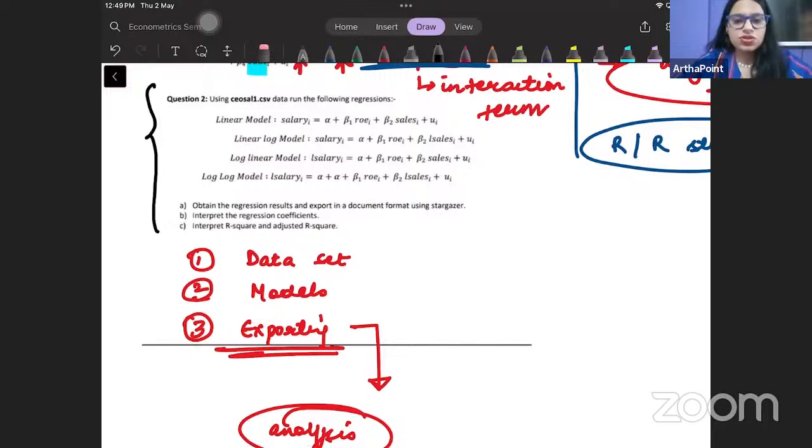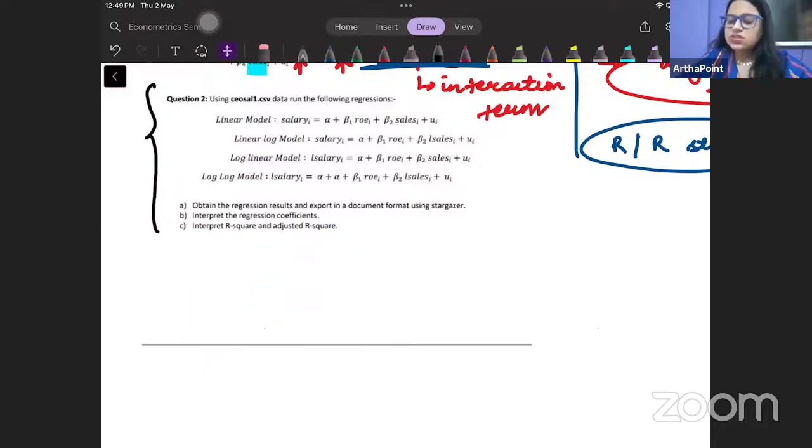Please have a look at this question. This is the question that we are going to deal with. So there is this file which says CEOSAL1. I will just talk about this file in a moment. CEOSAL1 basically talks about the salary of CEOs. And basically, this is a data file that has been taken from Wooldridge, right? So I will take you through that website also, where Wooldridge talks about this file. And we will try to interpret this file first. And then we will try to see different functional forms.